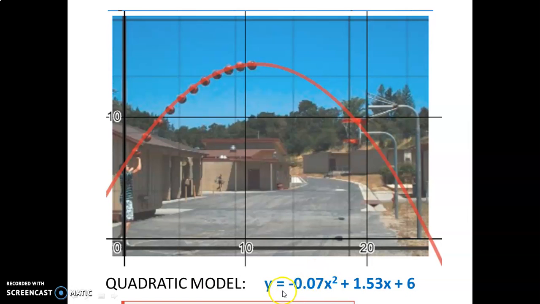Again, one more time. When A is negative, the parabola will be facing downwards with a vertex that is a maximum. That's when A is negative. This 6, what do you think this 6 represents? Take a look here.